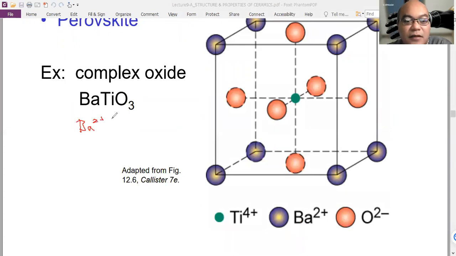So barium, this could be expanded as barium 2+ and titanium, and oxygen like this, 2-, right? So here, 3 times 2- is 6-, right? And so in order to be -2, it has to be coupled with 4+. So the titanium here, the valence is 4+. The electron that is being released from its valence shell is 4+.